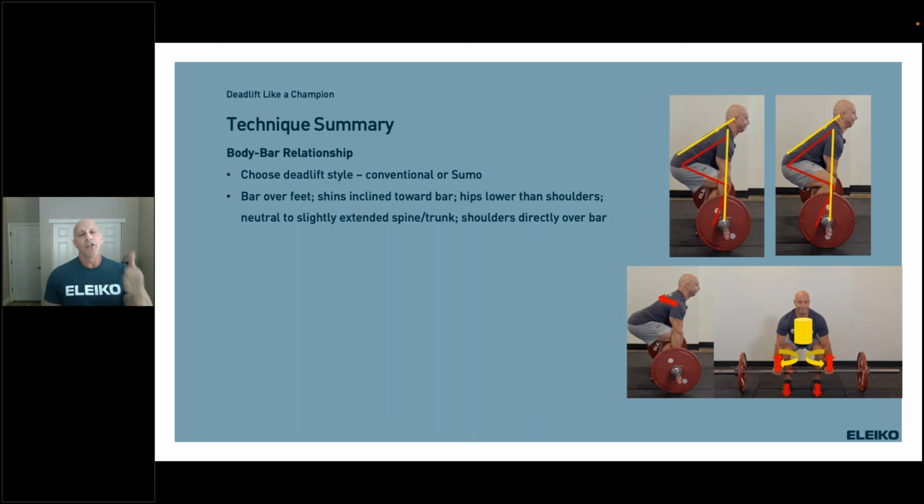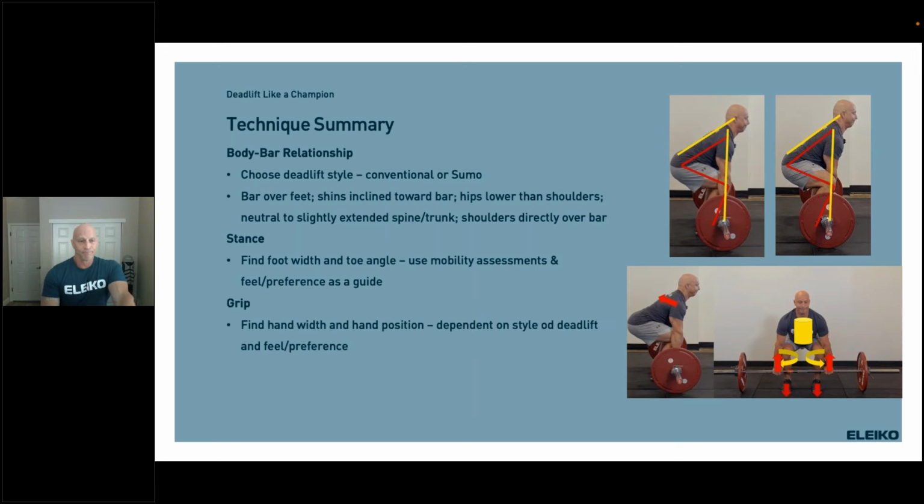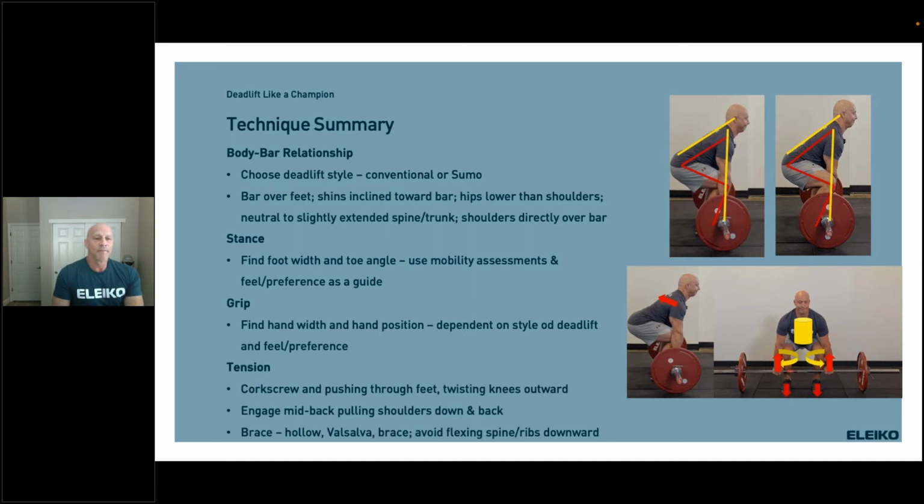Body bar relationship, choose your style, sumo or conventional. Make sure the bar's over the feet, the shins are inclined, the hips are lower than the shoulders. You're in that neutral spine to slightly extended, and keep those shoulders directly over the bar. Your stance, find the width and angle based on your mobility assessments, feel and preference. And the grip, find your hand width and position. It's going to be dependent on the style, and again, your feeling preference. Tension we just talked about. Corkscrew, mid-back, take slack out, brace.